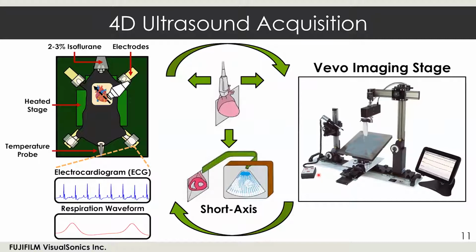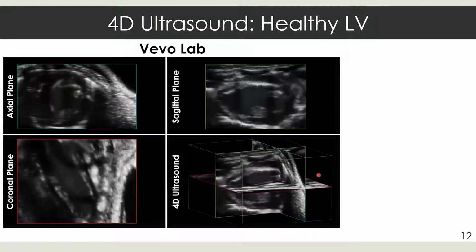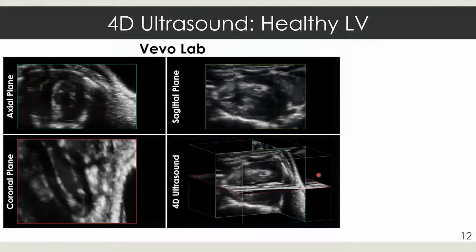And this allows us to get an entire volumetric data set at different slices that you can stitch together. And then we can use the ECG and respiration waveform to match everything across time points to get 4-dimensional data. And what I'm showing here is representative 4D ultrasound data from a healthy heart.